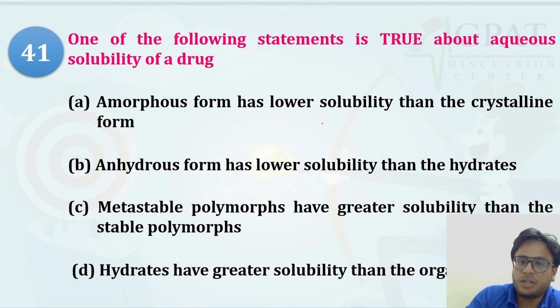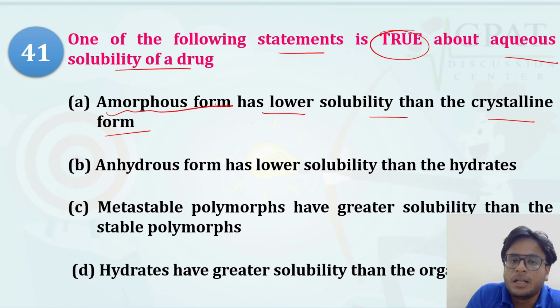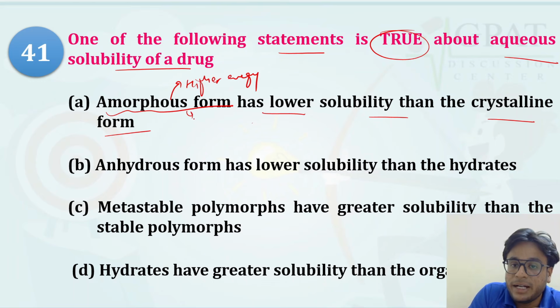Moving towards our next question, one of the following statements is true about the aqueous solubility of a drug. So we have to find the true statement. Option A is amorphous form has a lower solubility than that of the crystalline form. No, never. Amorphous form is a higher energy form, a kind of random form, and there is no crystal lattice in it.